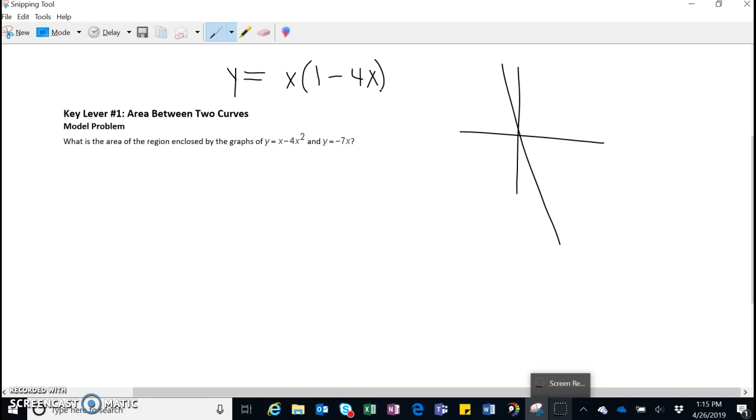So this is a pretty skinny... Sorry, y'all, someone walked in my classroom.